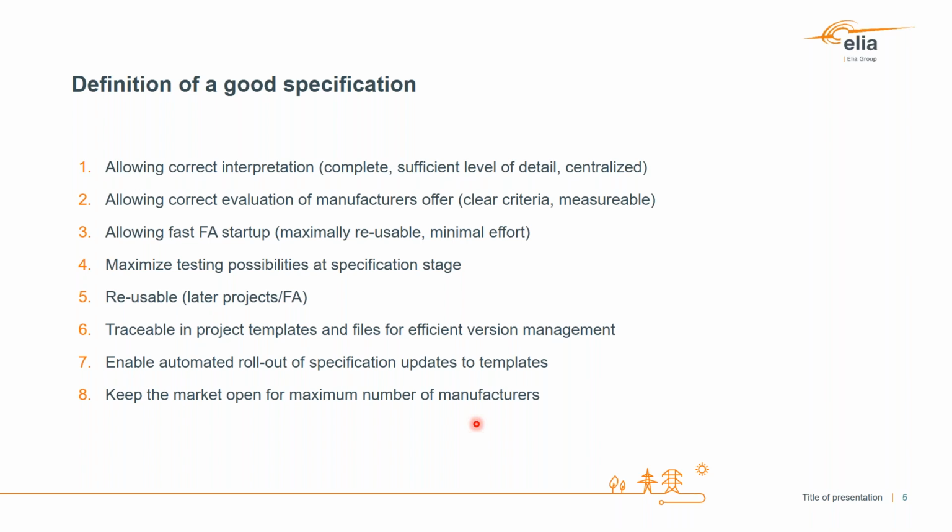A good specification also allows a correct evaluation of what you receive back from the manufacturer. So with clear criteria, measurable, and really easy to understand what the manufacturer is offering you. It should also allow a fast startup after your procurement stage. So you want to recover the effort that you put into your specification, so you don't have a long startup time and you can recover everything that you did before when starting your project or a frame agreement.